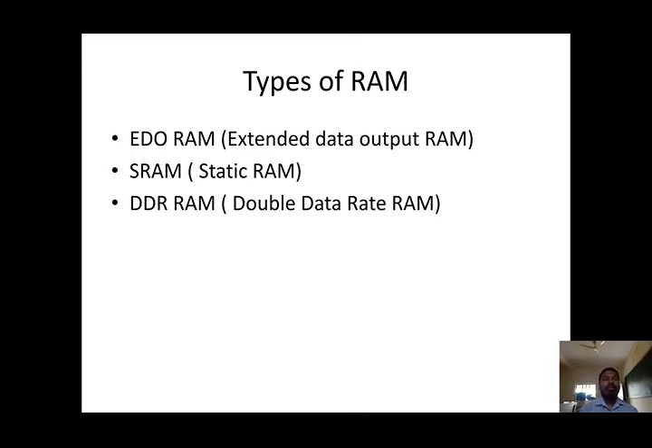So, in general, there are 3 types: EDO, SRAM and DDR. But generally, RAM is divided into 2 types: static RAM and dynamic RAM. If they ask in the examination, you have to write these 3 types only. Understand? So, how many types? There are 3 types: EDO RAM, SRAM, DDR RAM. We will see one by one.